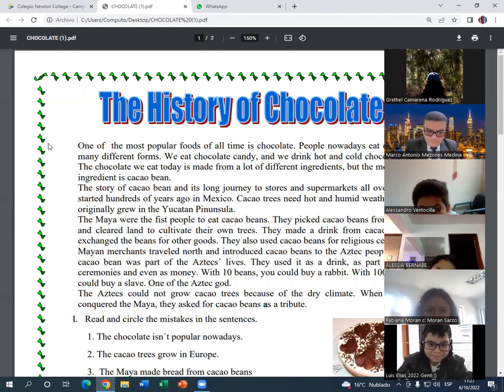Mayan merchants traveled north and introduced cacao beans to the Aztec people. So the cacao bean was part of ceremonies and even used as money. With 10 beans, you could buy a rabbit. With 100 beans, you could buy a slave, one of the Aztec goods. The Aztecs could not grow cacao trees because of the climate. When the Aztecs conquered the Maya, they asked for cacao beans as a tribute.